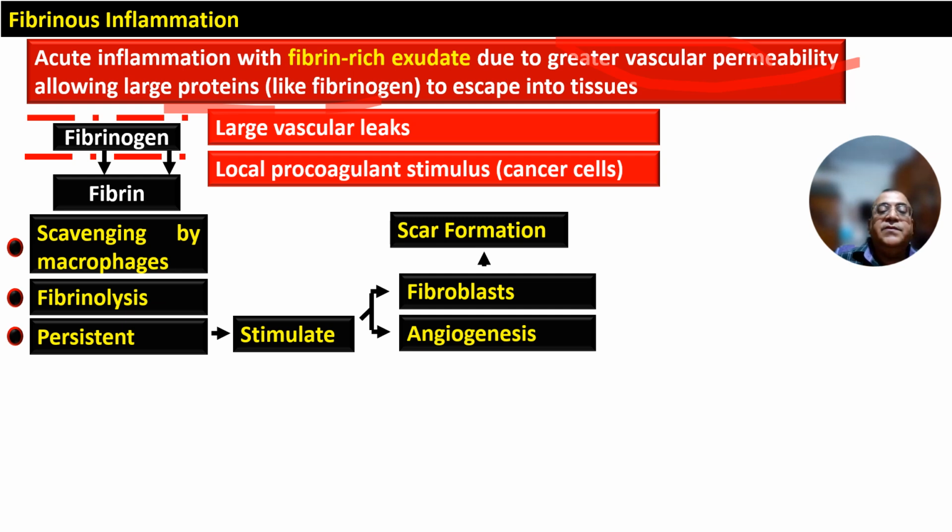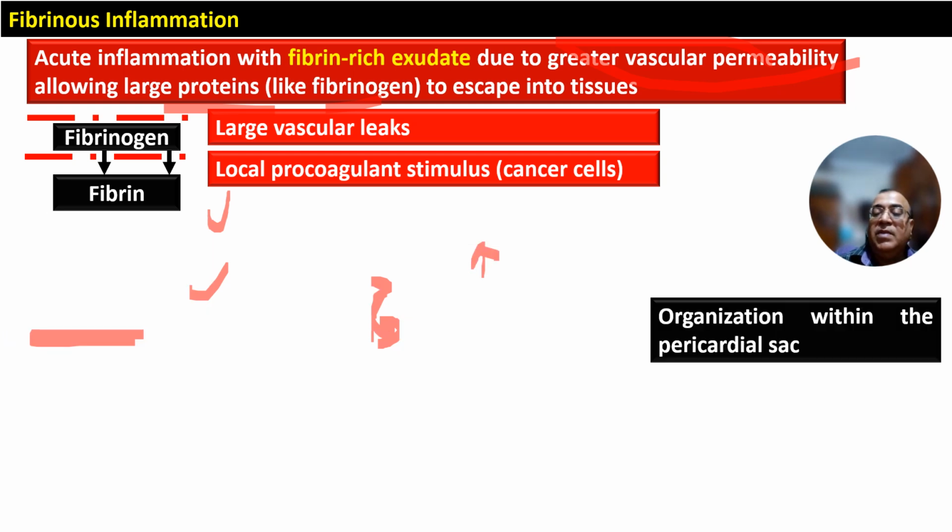So this fibrin can be cleared away by the macrophages. There can be activation of fibrinolysis, and if the fibrin deposits remain there due to their persistence, they stimulate the growth of fibroblasts and also stimulate new blood vessel formation, and this fibroblast growth will result in scar formation. One example of this condition is organization within the pericardial sac.